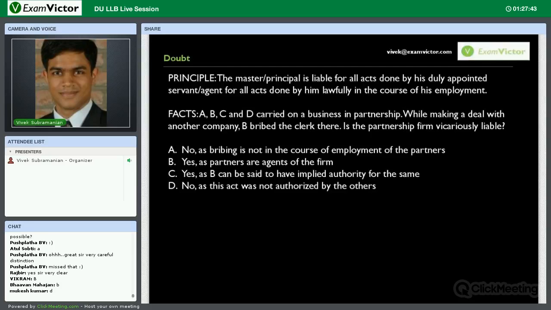That is one thing. And now B is entering into a deal with another company. And while entering the deal, he has bribed the clerk there. Now this act of B might have been authorized by the other partners, might not have been authorized by the other partners. But still, can we say that this act was done during the course of his employment, or whether this act was done while doing the business of the partnership? If the answer is yes, then that principle will apply, otherwise not. So just consider it for half a minute.